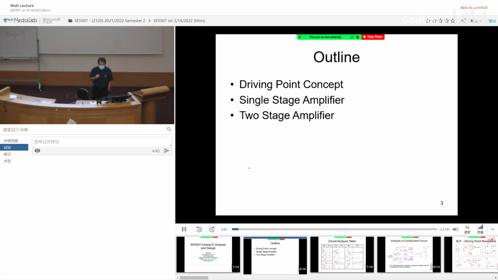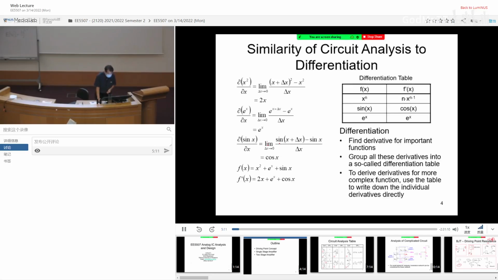So after introducing the driving point concept, we are going to focus on single stage amplifiers. As mentioned, we zoom in and study in detail all the single stage. Once we finish with single stage, we further look at the 2-stage amplifier. What are the important interactions between them? Once that is covered, more or less, you should be able to deal with most of the circuits that you encounter. Okay? So that is going to be the outline for today's lecture.